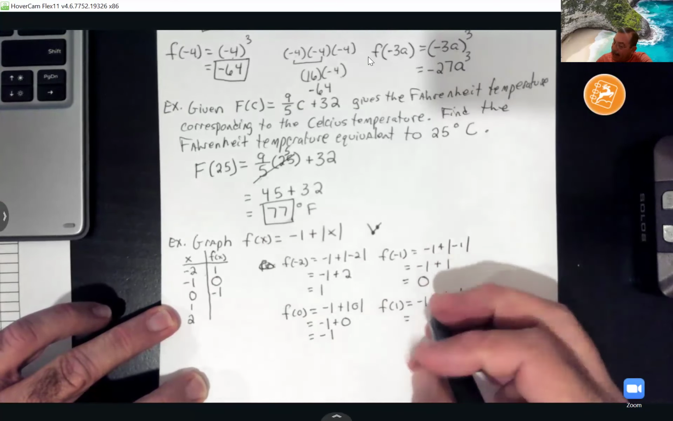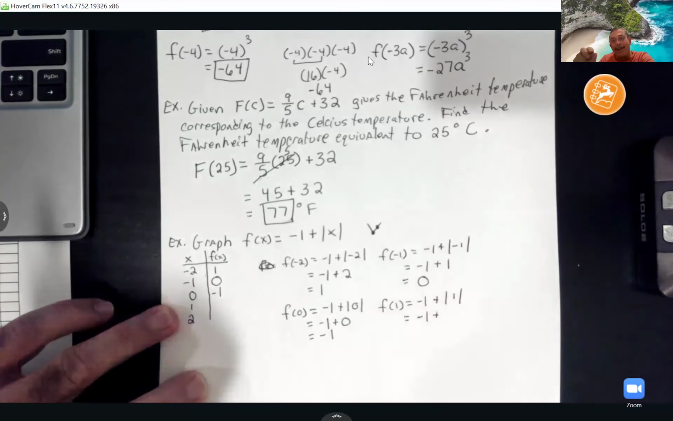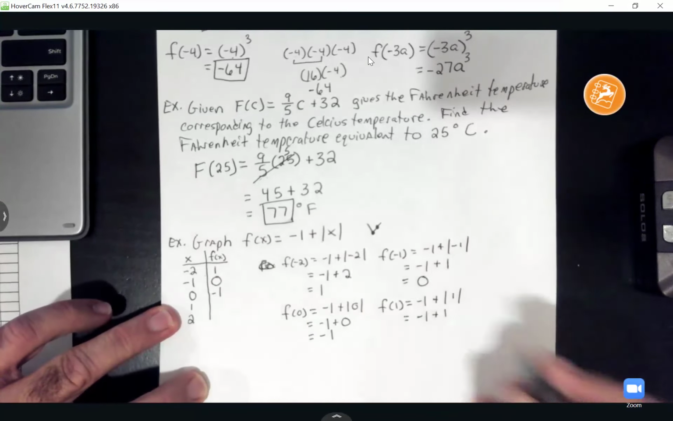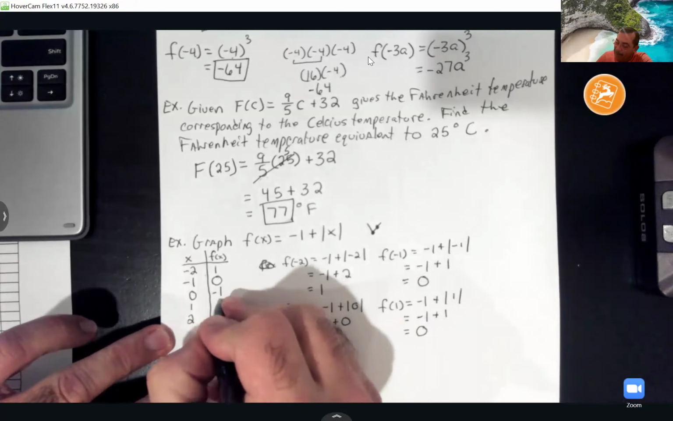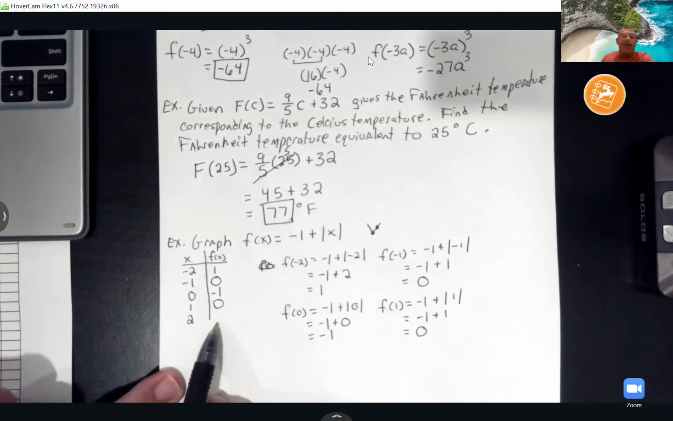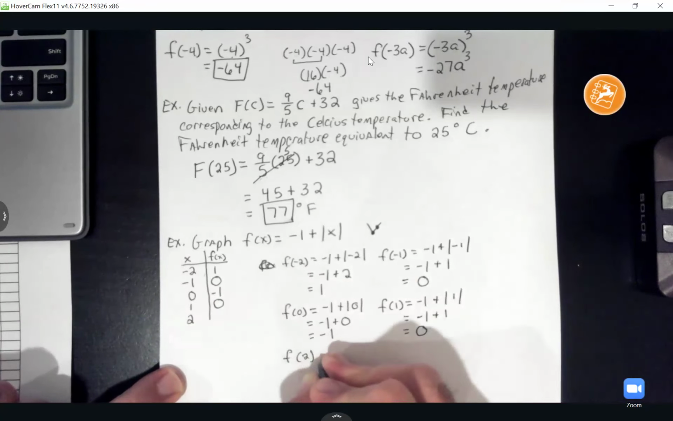That's going to bring down that -1. Y'all told me absolute value of 1 was 1. And look at that, -1 and 1 is 0. So I'm pretty sure we know what's going here. What y'all think? 1.